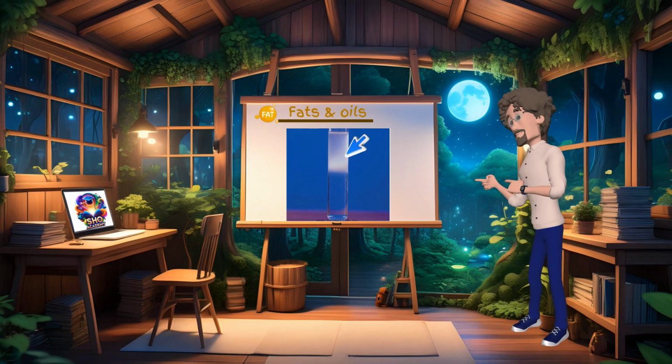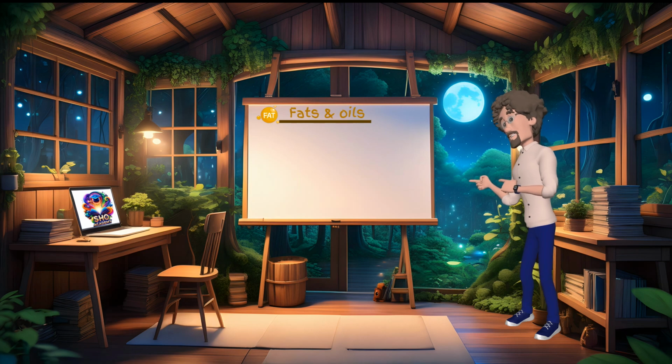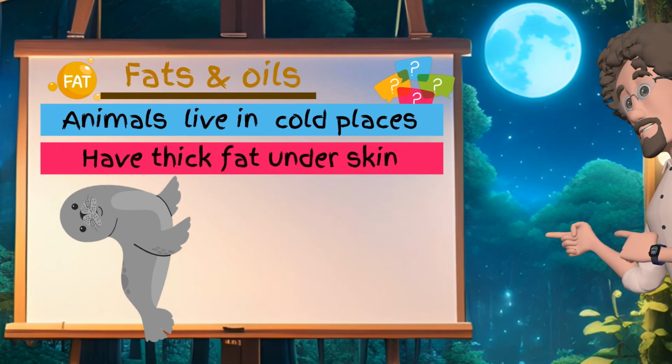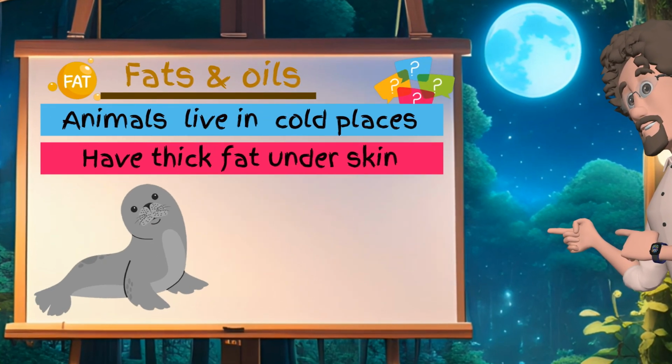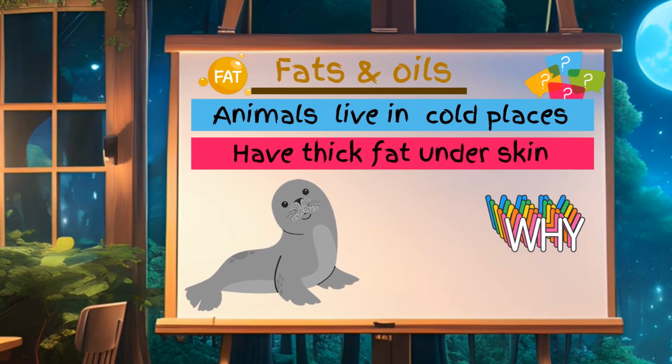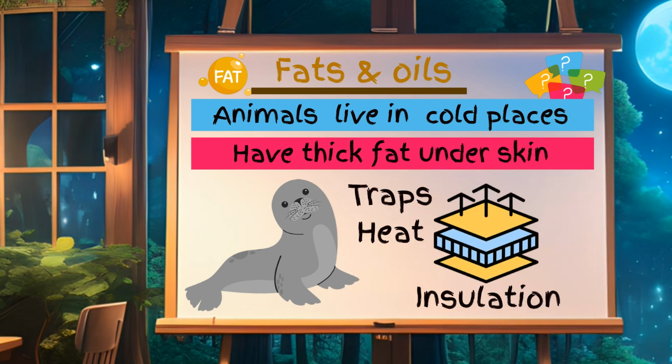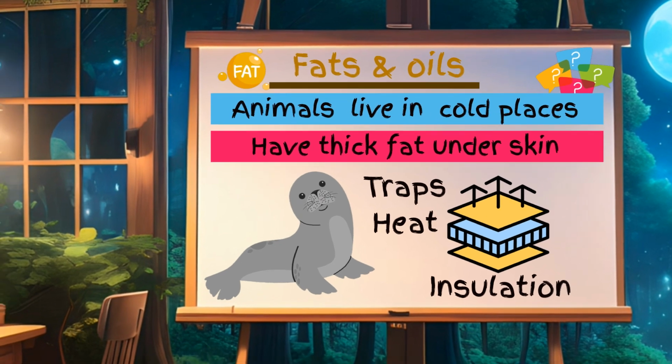So now, before we finish our video, it's time for the official textbook questions on fats and oils. First one. Animals that live in very cold places often have especially thick layers of fat underneath the skin. Why? The answer? Insulation. Fat traps body heat. It forms a barrier that prevents warmth from escaping. In freezing conditions, animals like seals need to keep their internal temperature steady. That thick fat layer under the skin acts like a natural blanket.